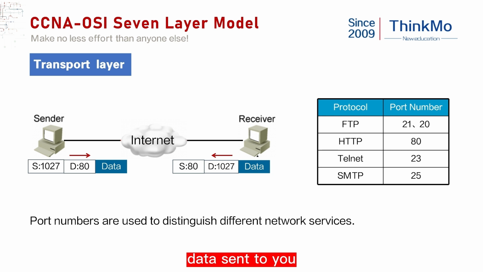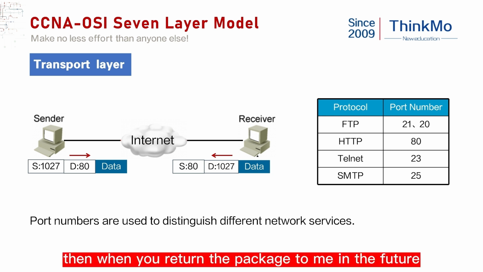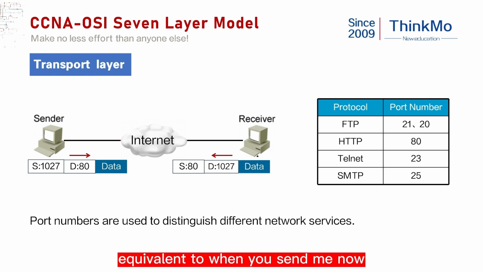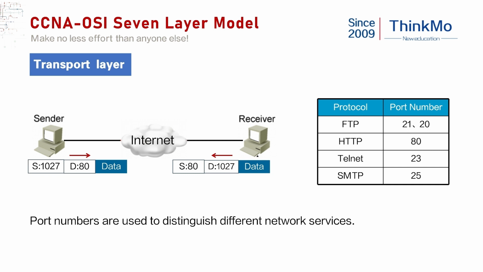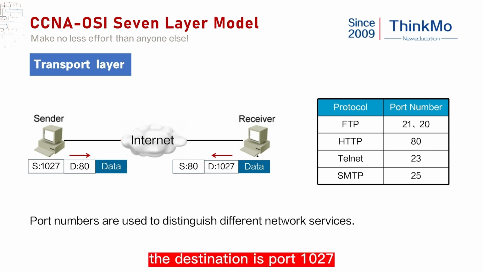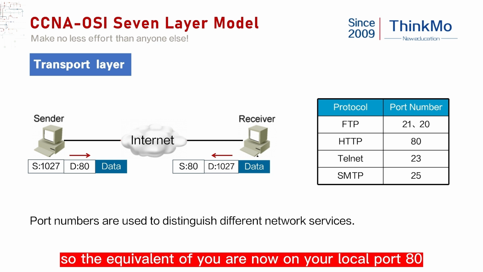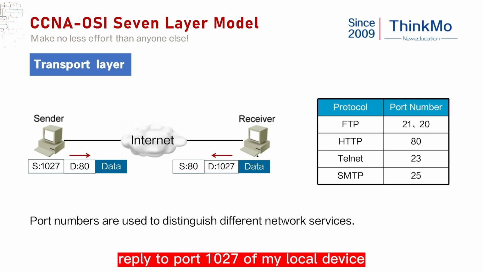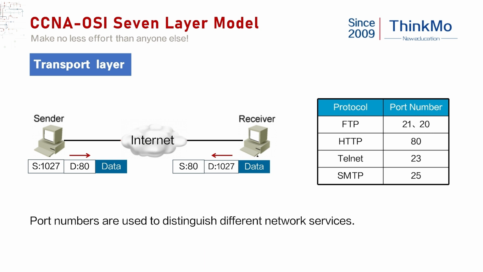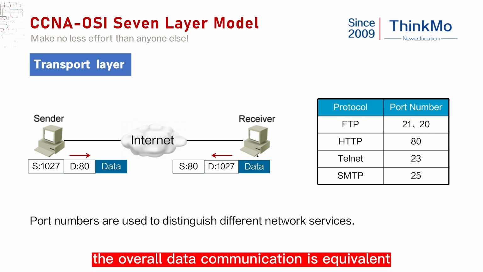Data is sent to you. Then when you return the package to me in the future, the source and destination ports are to be swapped. Equivalent to when you send me now, the source is port 80 and the destination is port 1027. So you are now replying from your local port 80 to port 1027 of my local device. Can you understand what I'm saying? That is how the overall data communication works.